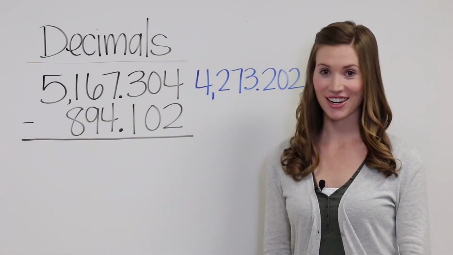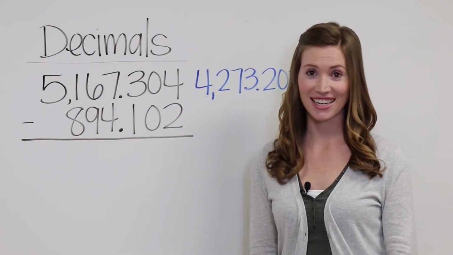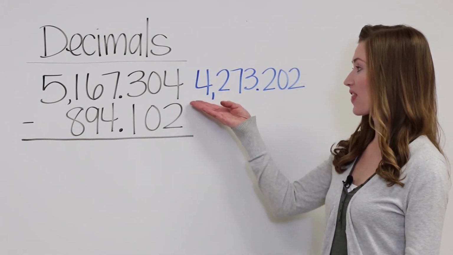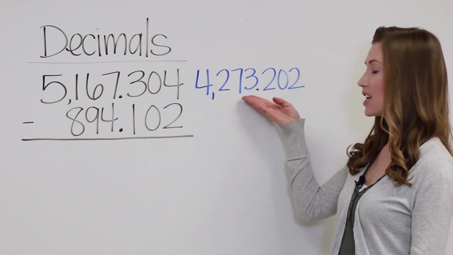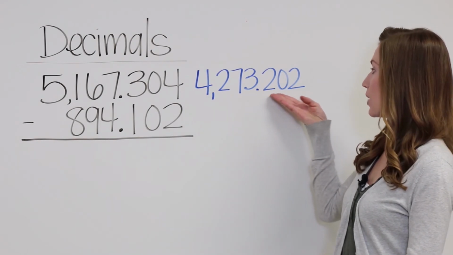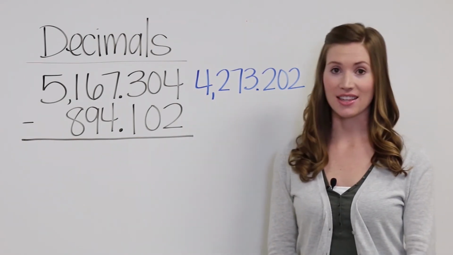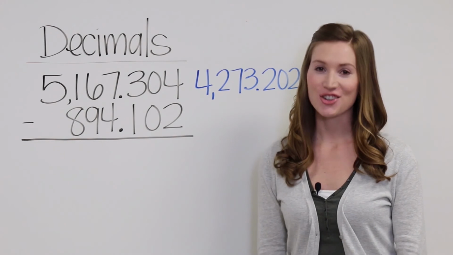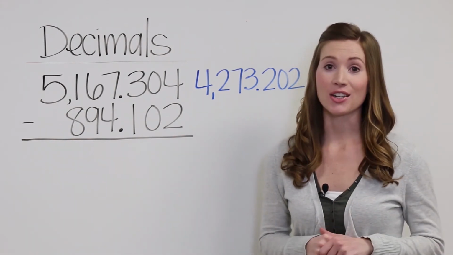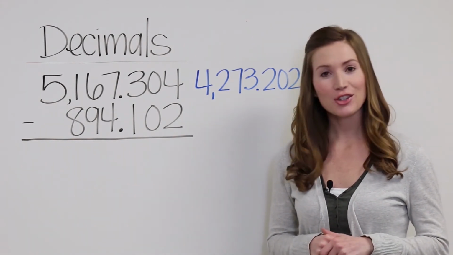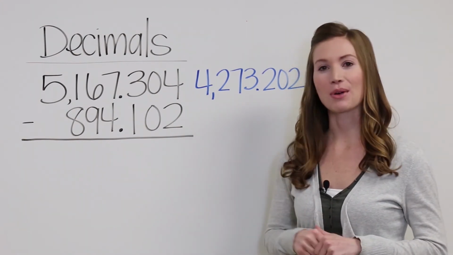Are you ready to check your answer? Let's see how you did. You should have gotten 4,273 and 202 thousandths. If you did, great job. Go ahead and continue on to Roxy's word stories. If you didn't, that's okay. Let's go over the problem together.